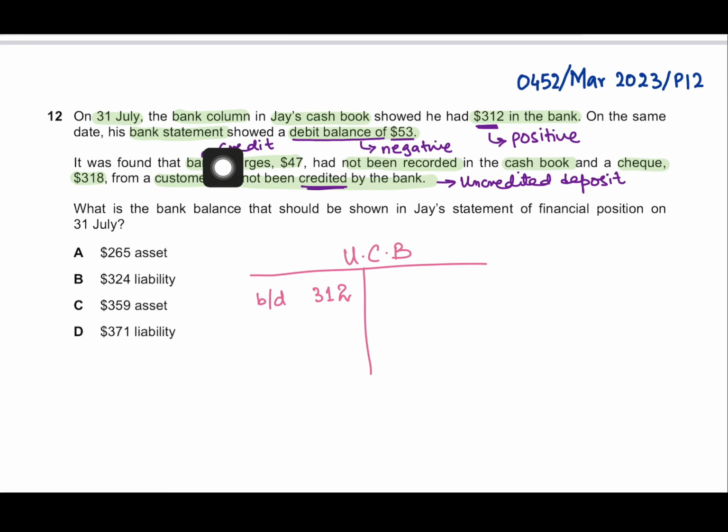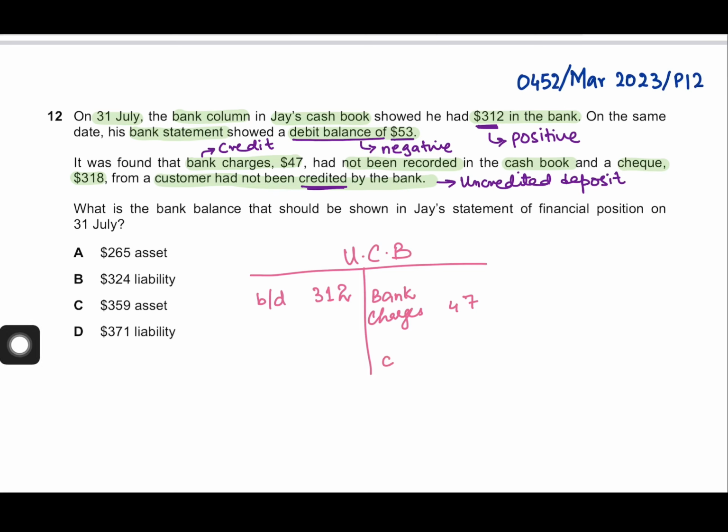Then the item that will be adjusted in the updated cash book is only one, and that is bank charges 47. That comes on the credit side as it's an expense. Uncredited deposit won't become part of the updated cash book because that is already there in the unadjusted cash book. This needs adjustment in the bank reconciliation statement, right? So it won't be adjusted over here.